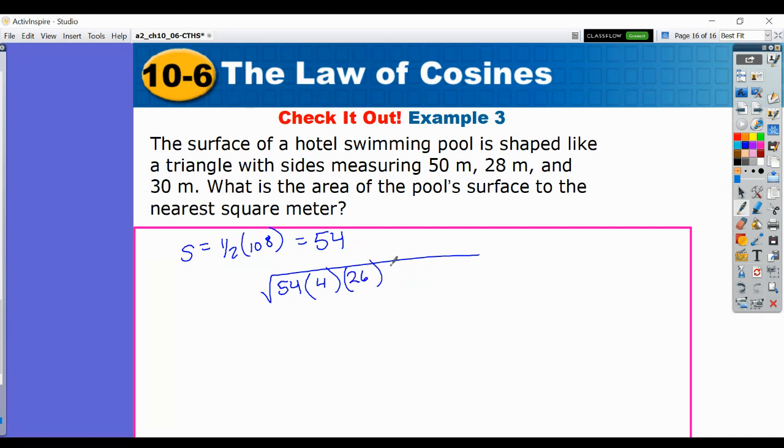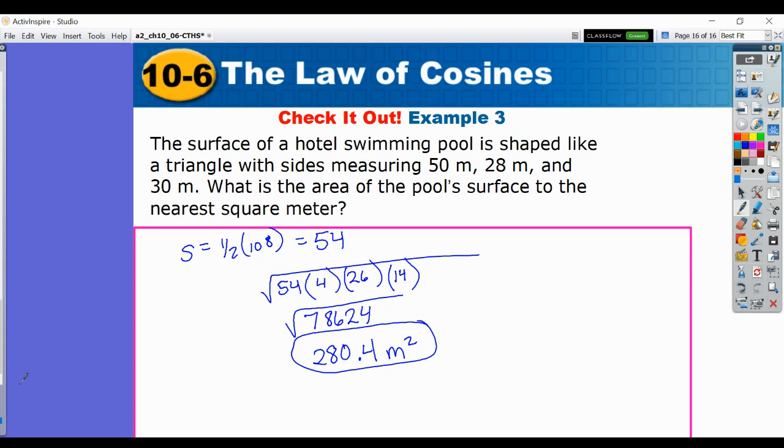What's 54 minus 30? It doesn't matter what order you do them in, you just need to take your S minus each of those. Now multiply that together, 54 times 4 times 26 times 14, and you get 78624. Don't forget to square root it. Heron's formula has a square root, square root of that answer, and you get 280.4 meters squared. So there's my area of the swimming pool.